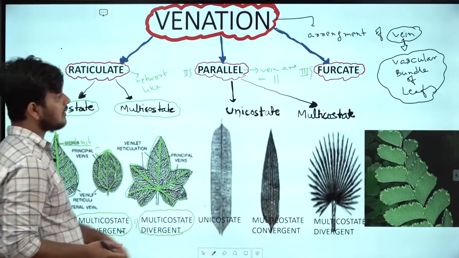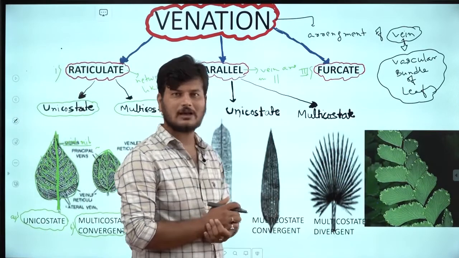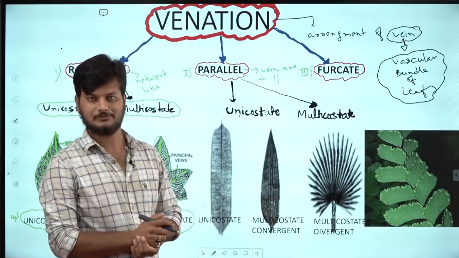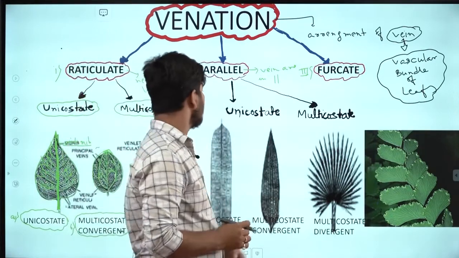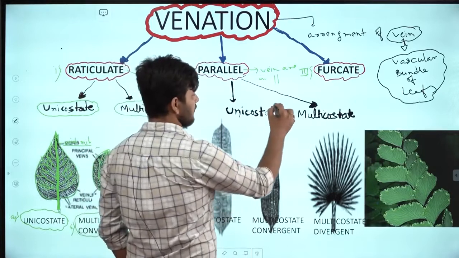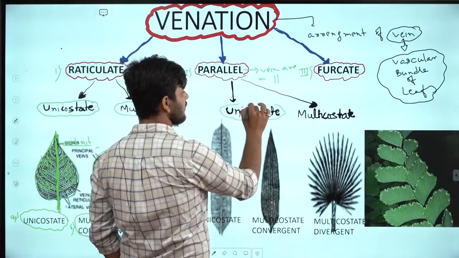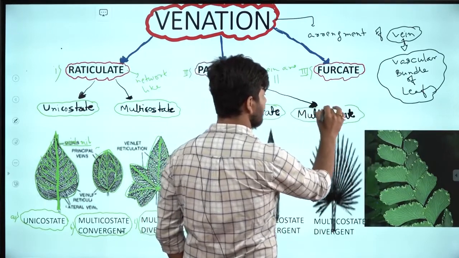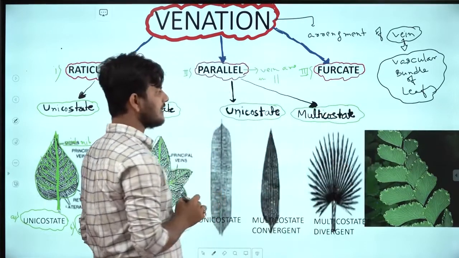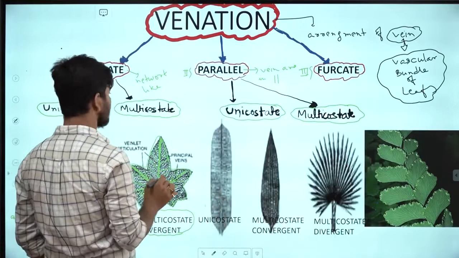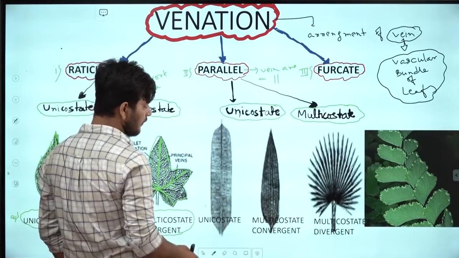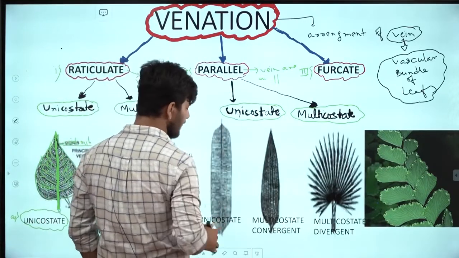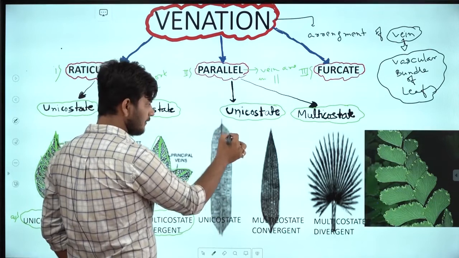As we already discussed, here all the veins are in a parallel position. It is also divided into two groups. The first group is termed unicostate, as in reticulate type, and the second is called multicostate. And here also, if we discuss unicostate, it would be like this.